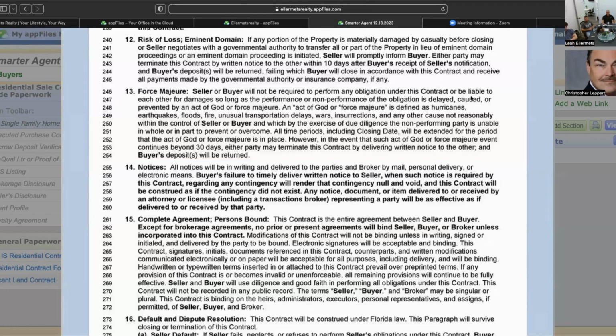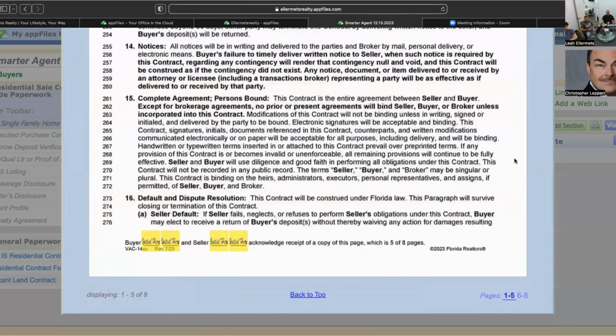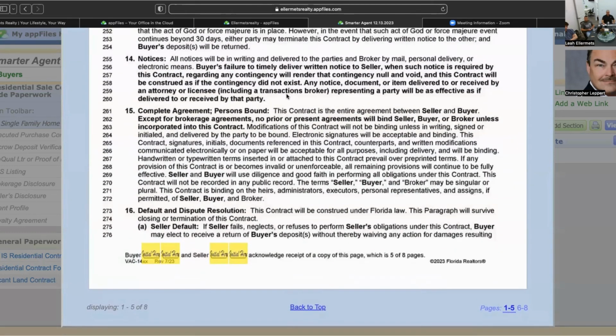Okay. Seller or buyer failing to perform any obligation in the contract, liable for damages. This is force majeure. You know, if there's a hurricane that comes through and lays down every tree on the property, we've got things we're going to deal with, and it's definitely going to delay a closing, right? Notices: all notices in writing delivered to all parties and broker by mail, personal delivery, or electronic means. Of course, we're going to do e-files.